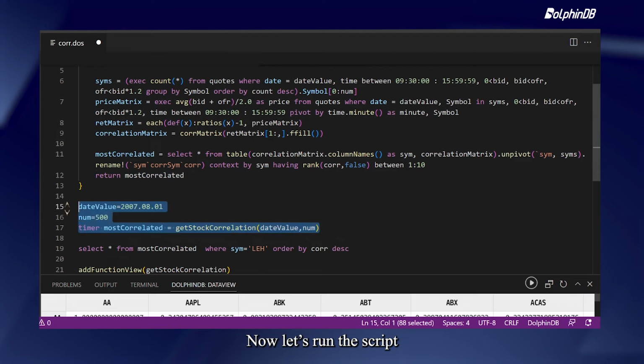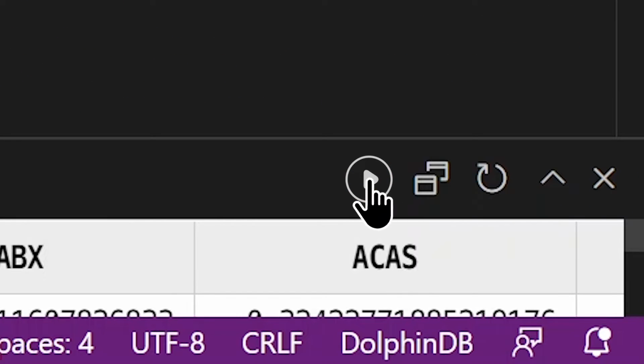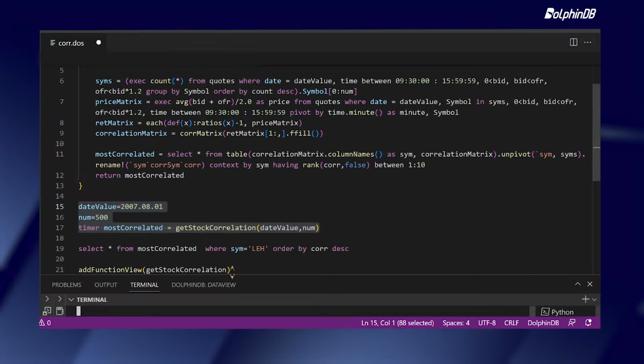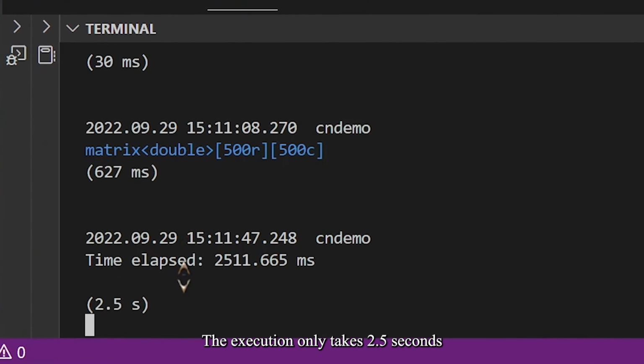Now let's run the script. The execution only takes 2.5 seconds.